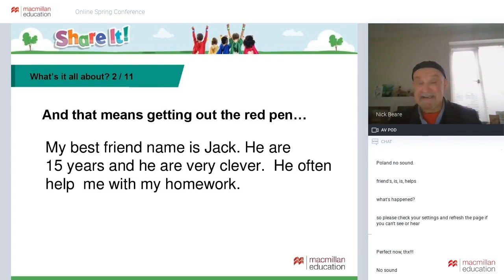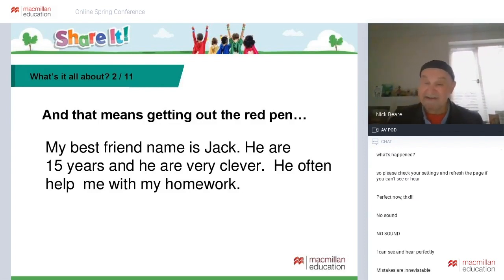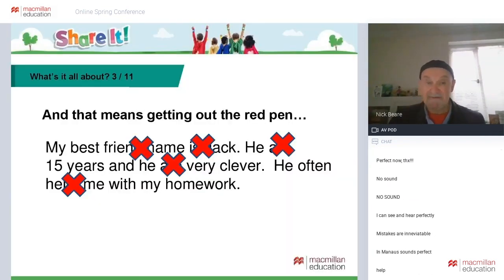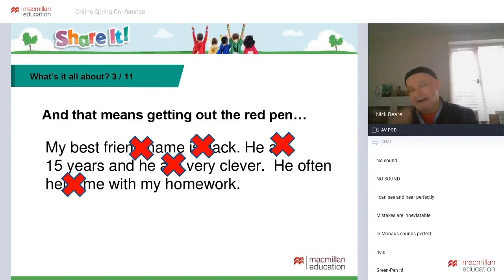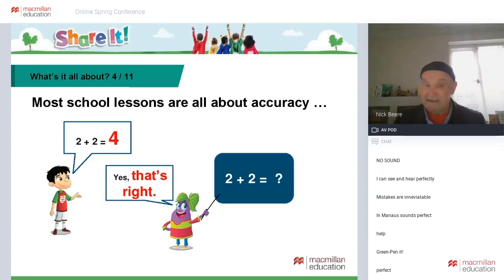Now, there are some little mistakes there, but they don't really stop us from understanding it at all. Unfortunately, because we work in a school, we've got to do that. Ding, ding, ding, ding, ding, ding, ding. Get out the red pen and point out all the mistakes, because that's what accuracy is all about.